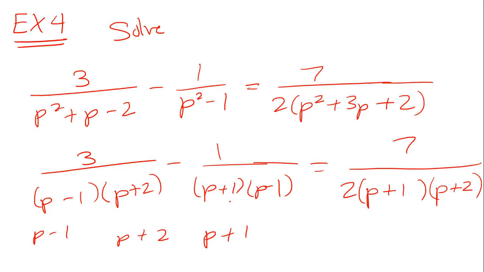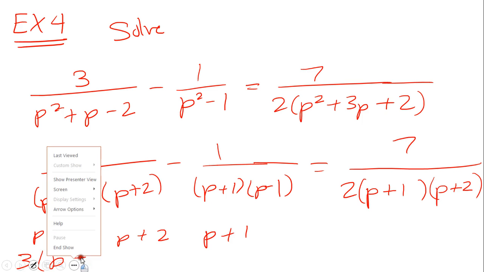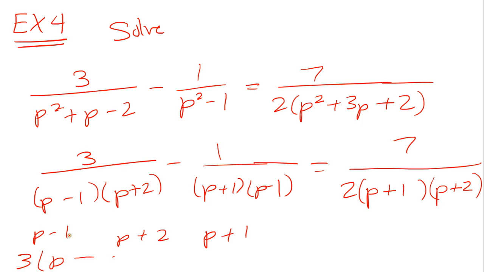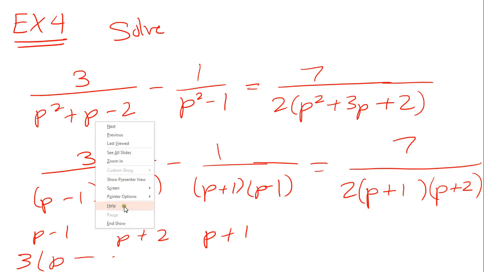Okay, so I'll go ahead and do that. If I do that here, I'll get 3 times, so p minus 1 is going to cancel, p plus 2 is going to cancel, so all that's going to be left is p. That's going to be a problem. Okay, so let me erase this. Make room for myself. Just keep that in mind. These are the 3 denominators, 3 things we need to multiply by.